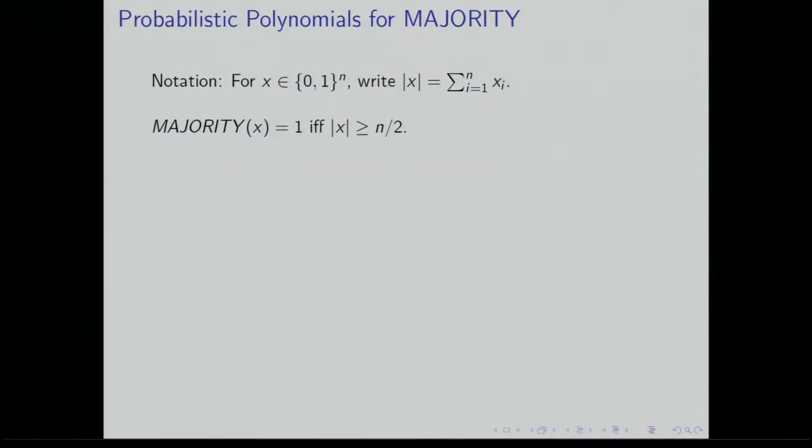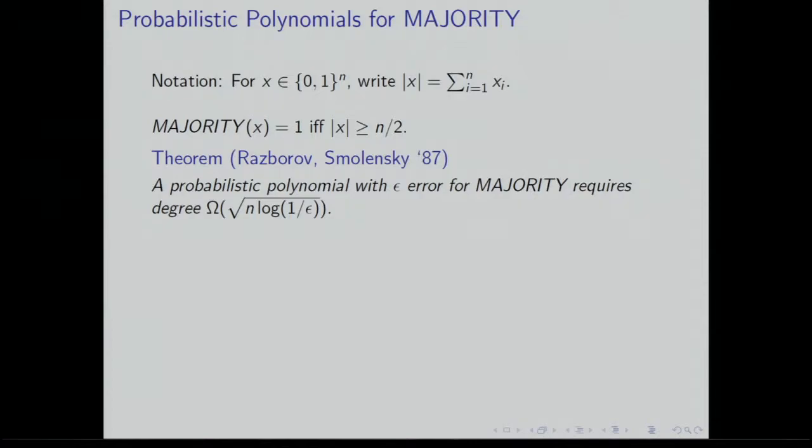Just some notation, the magnitude of x will be the number of ones in the vector x. And then the majority function is just 1 if that magnitude is at least n over 2. Unfortunately, as I think we even talked about in the last talk, there's this theorem by Razborov and Smolensky from '87, which says that a probabilistic polynomial for majority requires degree root n log 1 over epsilon. So we definitely can't get an exponential decrease in the degree here. The best we could hope for is some square root decrease in the degree.